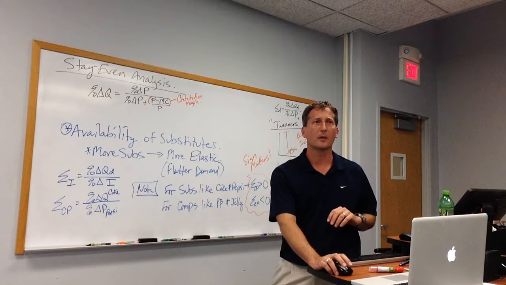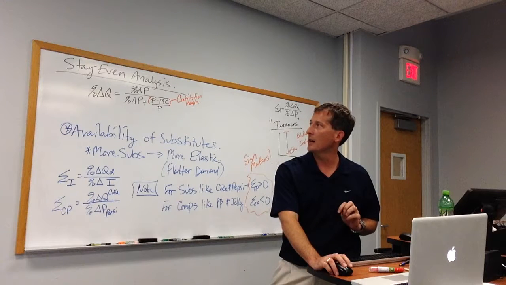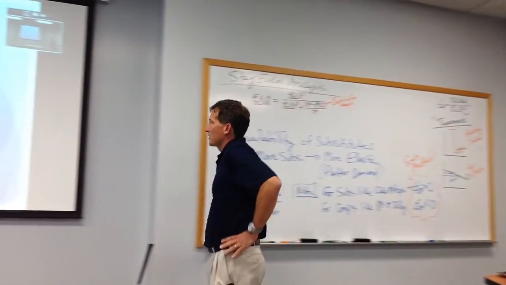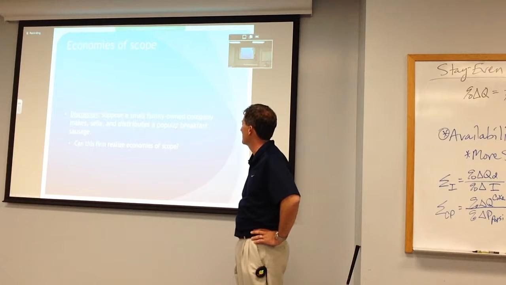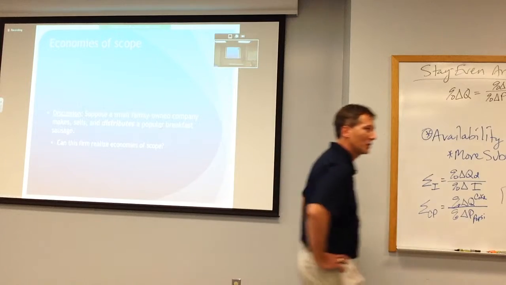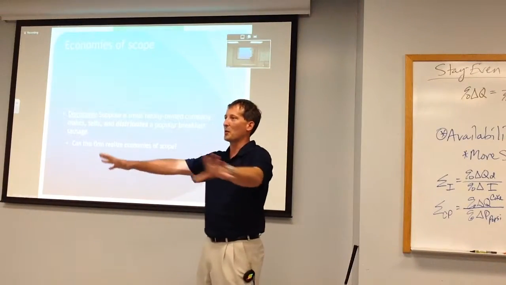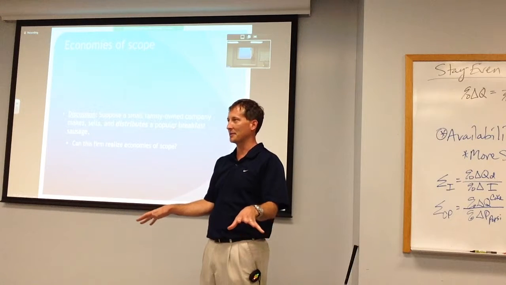Okay, so what we're looking at here is called economies of scope. So another illustration before we get into the definition. Suppose a small family company makes, sells, distributes popular breakfast sausage. Can this firm realize economies of scope? So what scope economies are is providing multiple products. And by doing so, you have a lower cost.